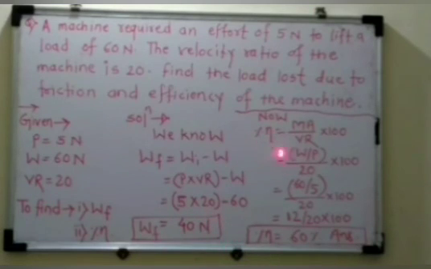Next is efficiency. Efficiency is MA upon VR into 100. MA is W upon P, divided by 20, into 100. Again W, what? That is 60 divided by 5, and divided by 20, into 100. So 60 divided by 5 is 12, divided by 20, into 100. So do a proper calculation, that is 12 into 100 divided by 20. It comes to 60%. So this is a very simple, basic numerical, where we have to calculate this value by applying simple formulas.